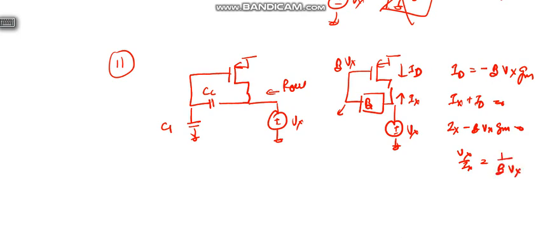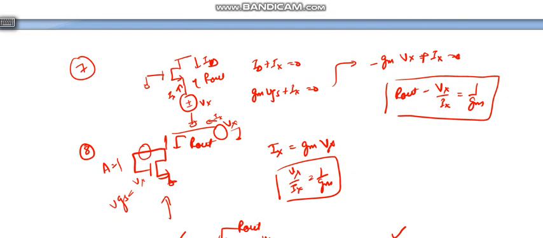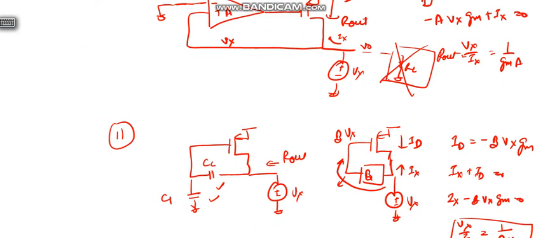Vx upon Ix equals 1 by beta GM, where beta we can find as Cc upon C1 plus Cc. So this is the beta factor, the ratio of these two capacitors, and you can say this is some gain beta in the feedback path. So all these are similar kinds of examples or circuits, but the way of representation is a bit different.